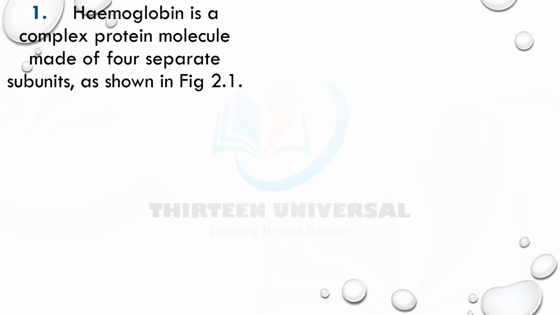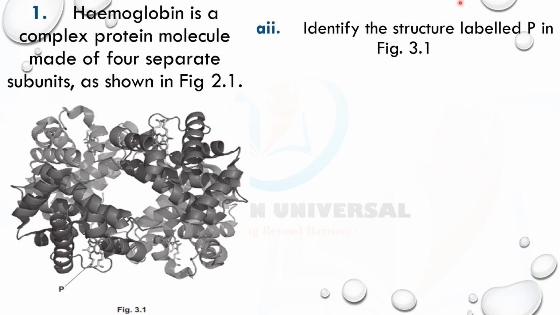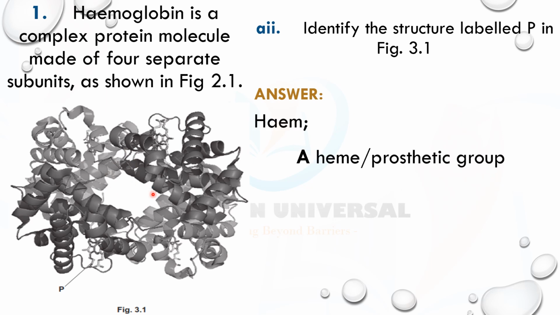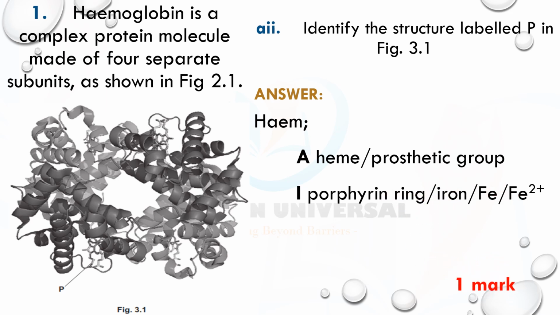It says identify the structure labeled P in Fig 3.1. See this P. What do you think P is? It should be the haem group. Haem group is a prosthetic group in hemoglobin and it contains an iron 2 ion. Spelling is very important in biology. Accept haem group or prosthetic group. Ignore porphyrin ring, iron, the iron 2 ion. So that's just 1 mark.